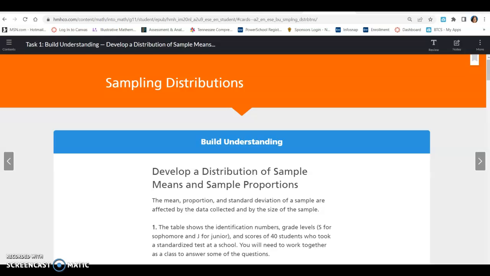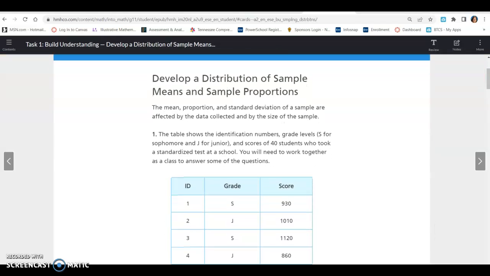Lesson 19.4, Task 1, Sampling Distributions. Develop a distribution of sample means and sample proportions.